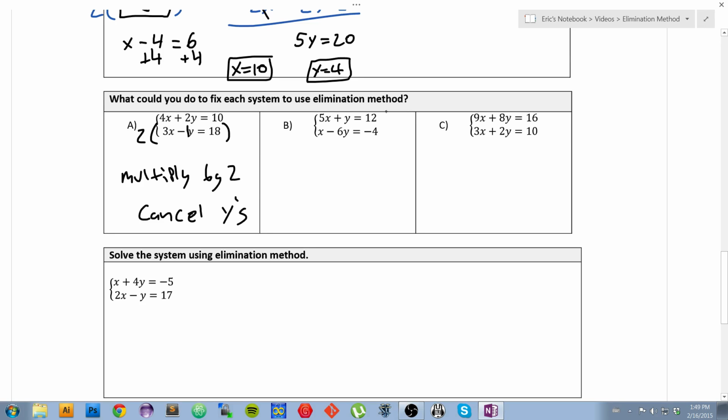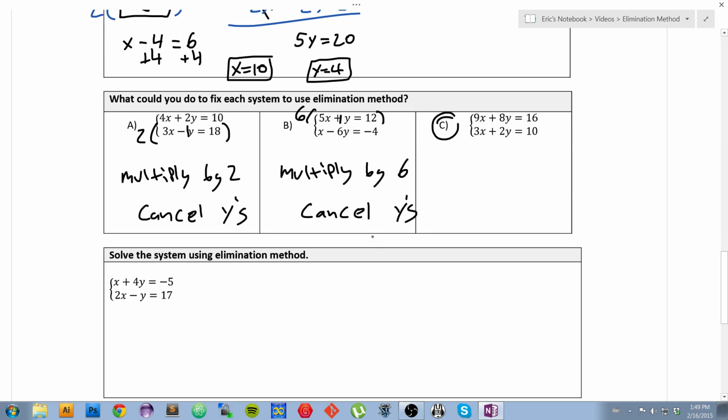Similarly, in our second equation, I notice that I again have 1y. So if I wanted to, I could multiply by 6 to get that plus or minus 6. So let's write that out nice. Multiply by 6. And again, that's going to help us cancel out the y's.